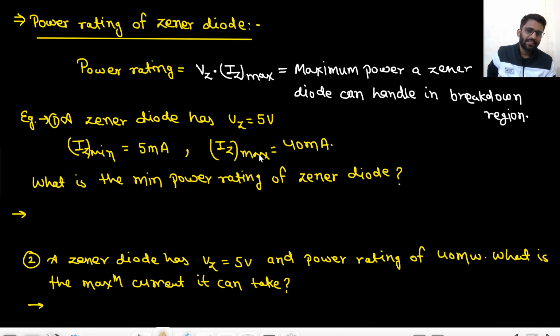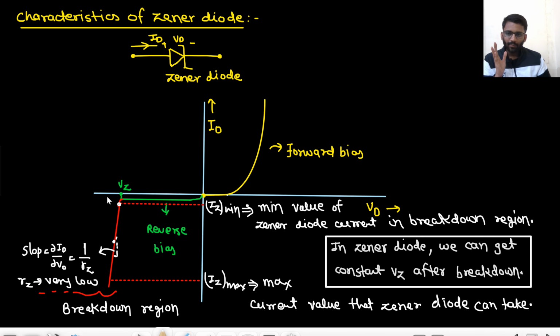Let's just assume this Vz is given, this Iz max is given. So what is the power rating? Sometimes it is written as the minimum power rating. Minimum power rating means they are talking about the power rating only. So you will not do Vz into Iz minimum, because there is no meaning of this multiplication. This is the maximum current it can take, it can't take above this current. So Vz into Iz max, that's the maximum power it can have.